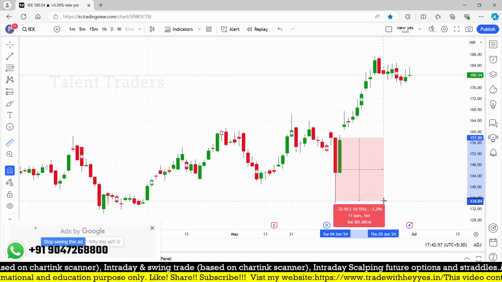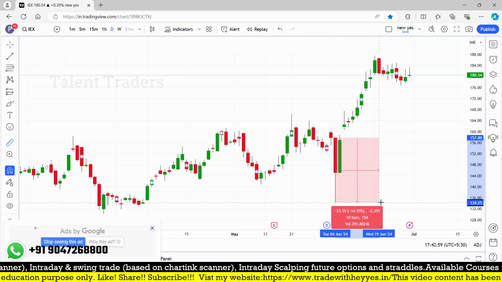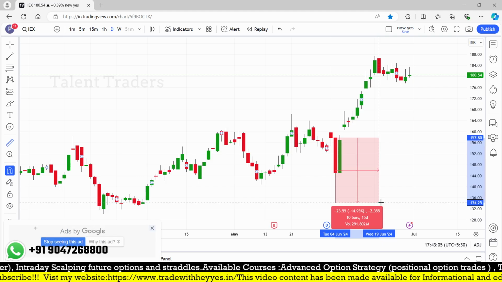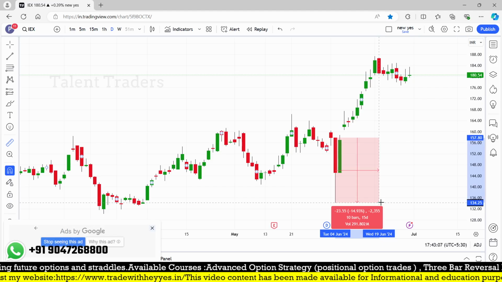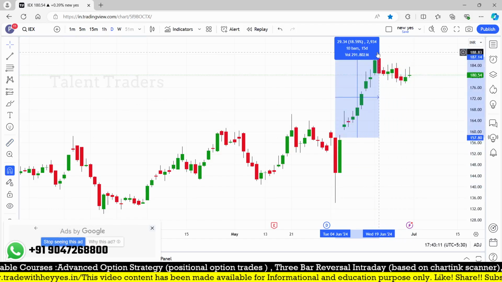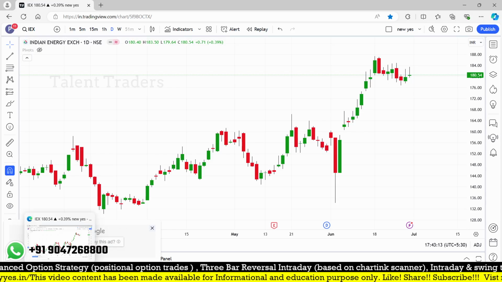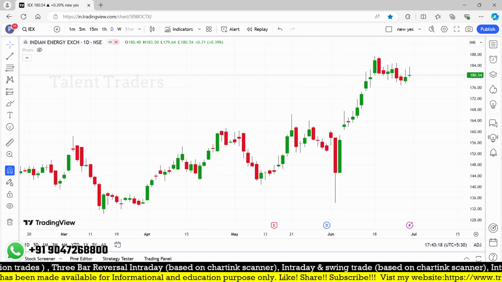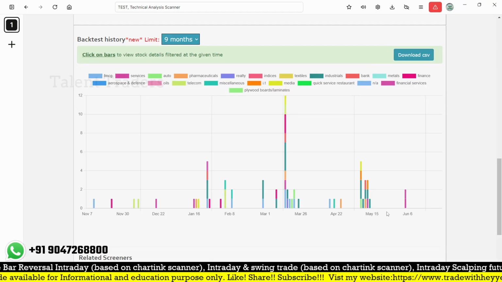I need to keep my stop loss below the recent swing low, or the previous candle low. That should be the stop loss for the trade. Here the stop loss is around 134, but it was not triggered, and it gave more than 1:1. Next we will look at previous backtest data results.